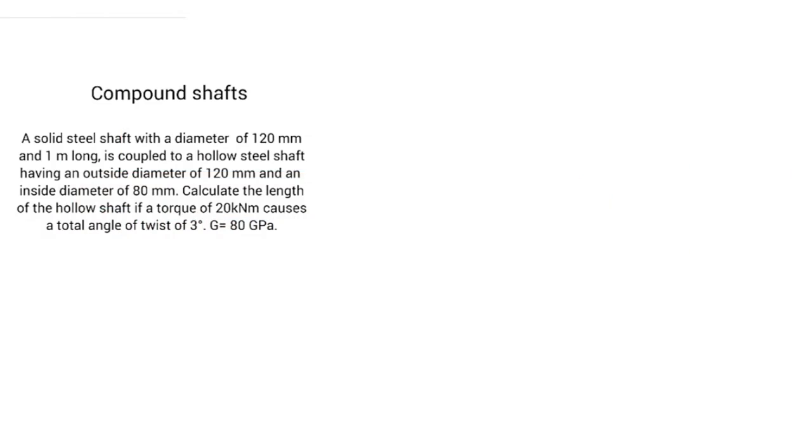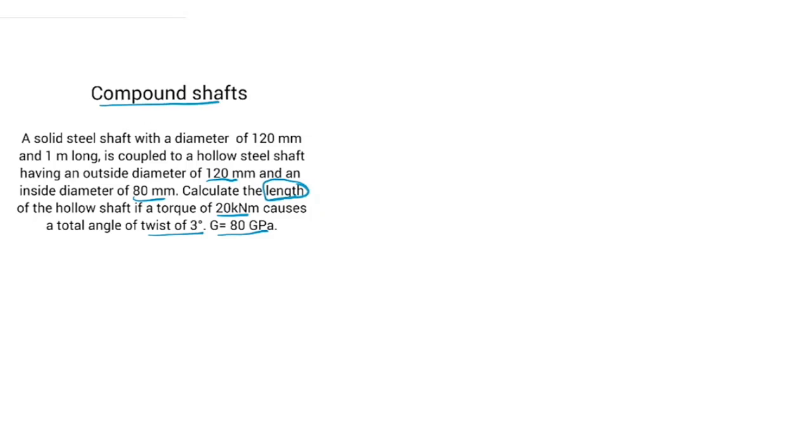In this lesson, we're going to be solving this problem. This problem is under a compound shaft. So the problem statement reads as follows. A solid steel shaft with a diameter of 120 millimeters and 1 meter long is coupled to a hollow steel shaft having an outside diameter of 120 and the inside diameter of 80 millimeters. Then calculate the length where the torque is and the angle of the twist is, and we've given the modulus of rigidity. So here we are required to calculate the length.